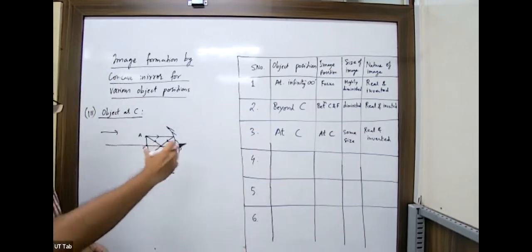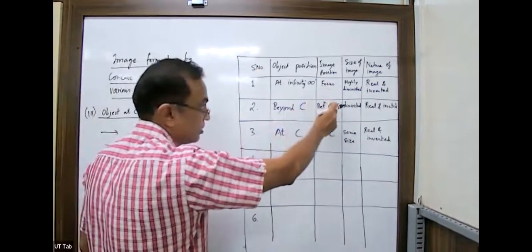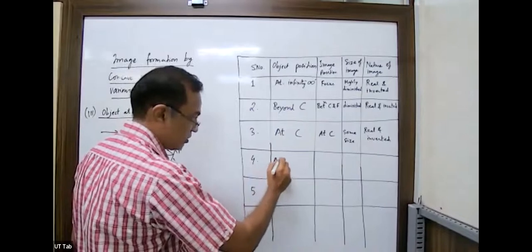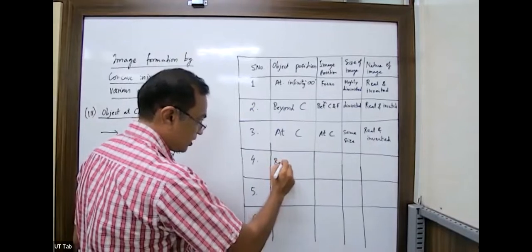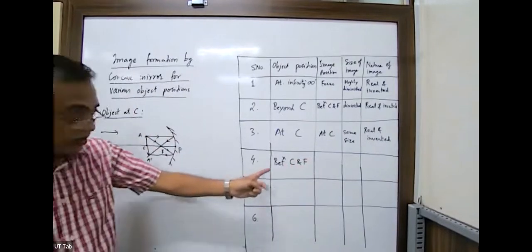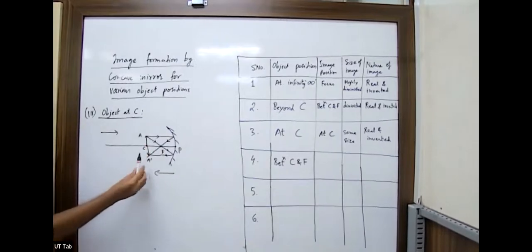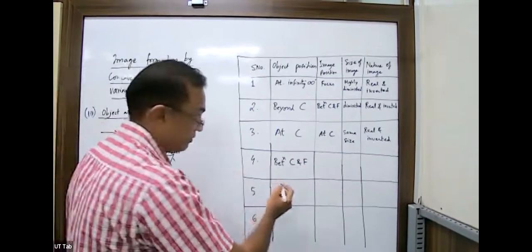So you cannot go wrong. If you remember the object positions, first is beyond C, then at C, then between C and F. Now you can predict, when the object is between C and F, where should the image be? When the object moves towards the mirror, between C and F, the image had already reached C, so it will go ahead, and its size keeps increasing. So now you will get a magnified image. It is very easy to predict.